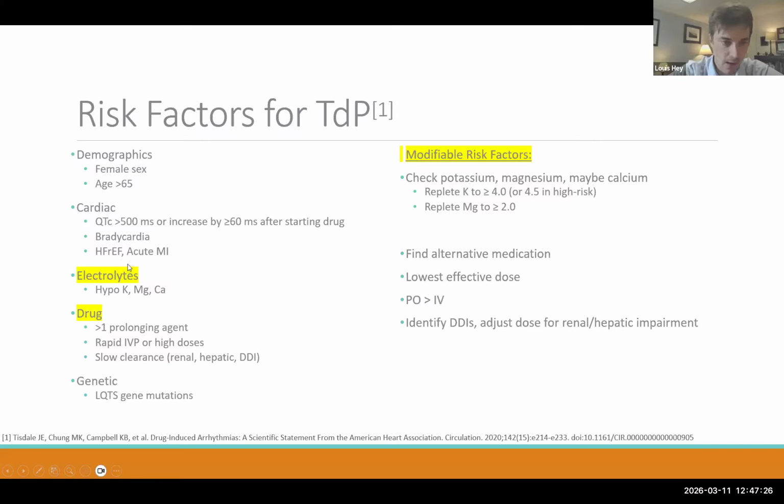You certainly optimize some of the cardiac things. Oh, here, I think this was not on the other slide either. So this one is important as well. A risk factor for torsades is if their QTc is greater than 500 or if it increases by greater than 60 after starting that drug. That's another really important one. But anyway, the modifiable ones are electrolytes, which medication you're choosing, which dose you're choosing, which route you're choosing, and then other things that impact that, like drug-drug interactions or dose adjustments for clearance.